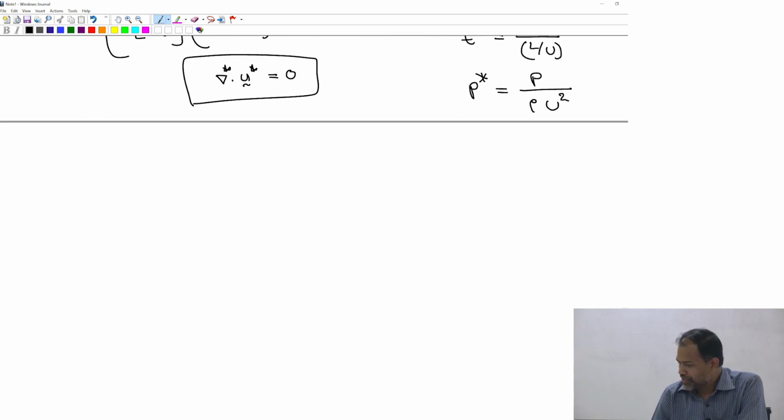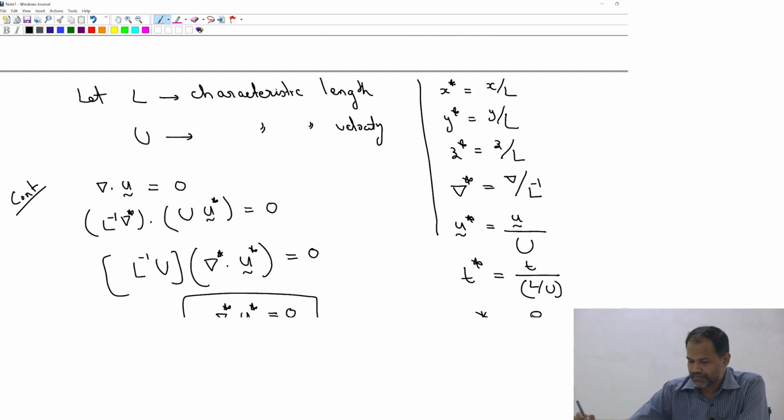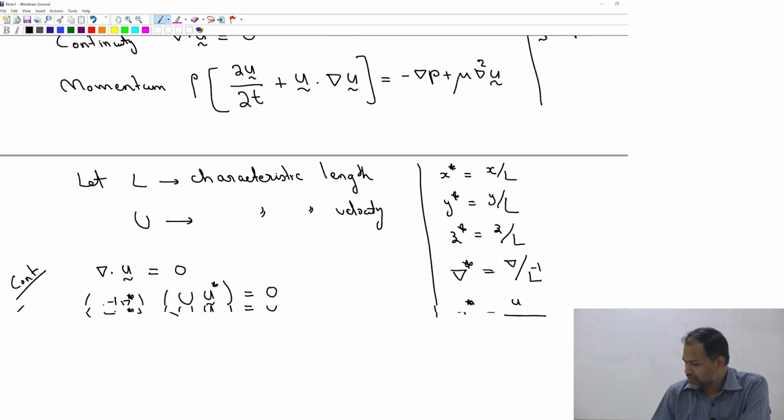Now the momentum conservation. We have several parts, and we'll take them one by one. We have an unsteady term, then we have a nonlinear term, then we have a pressure term, and then we have a viscous term. Let's non-dimensionalize each of them and substitute.